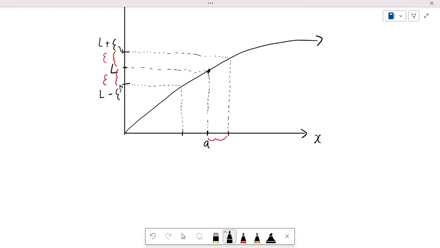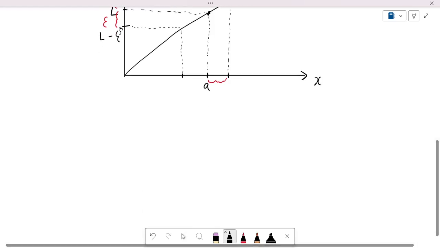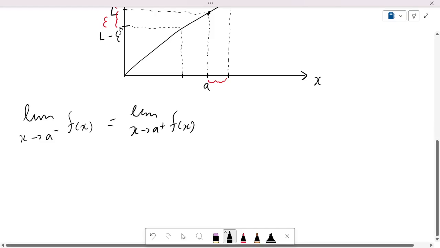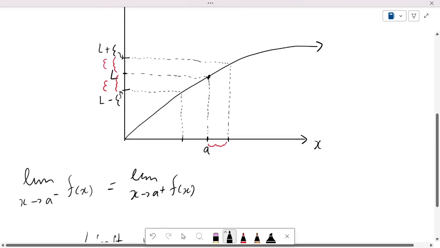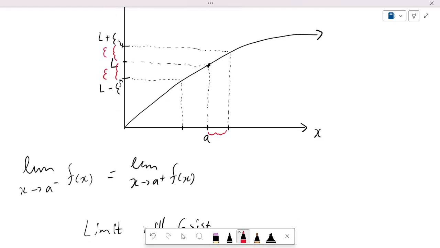Remember that in order for a limit to be true, the limit as x approaches a from the left-hand side of a function must be equal to the limit as x approaches a from the right-hand side of that function. It must be the same, such that the limit will exist. And that is what we are doing with our delta. We want the distance of the delta to be the same.